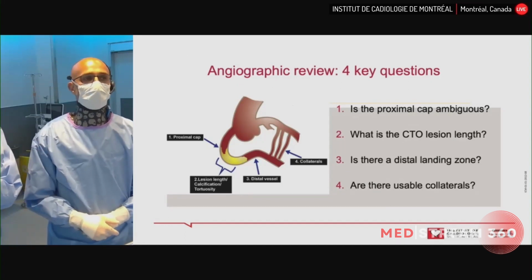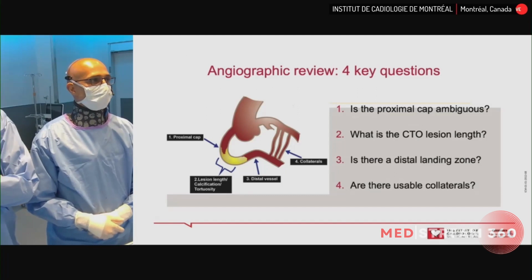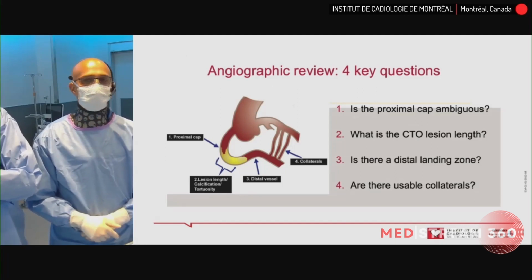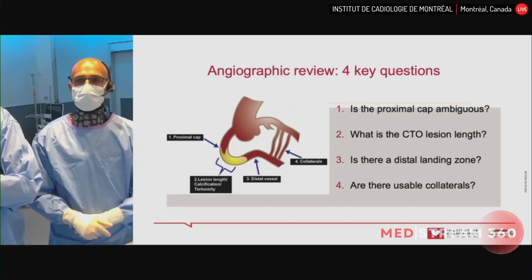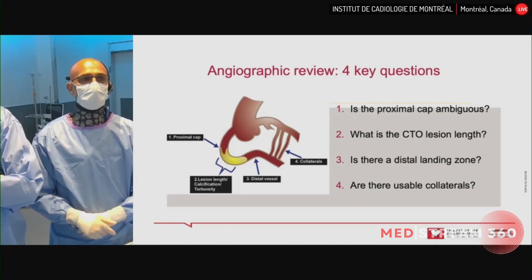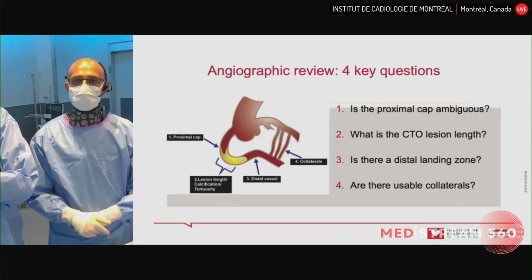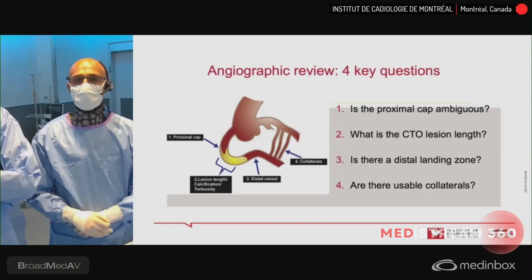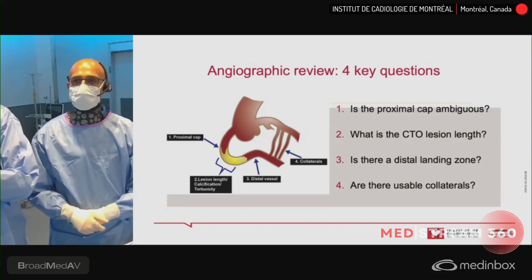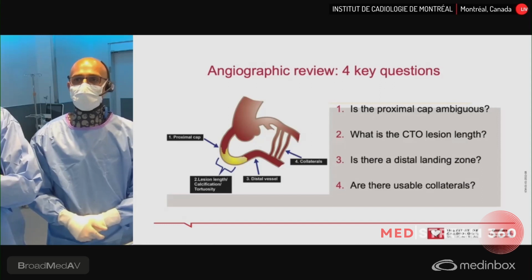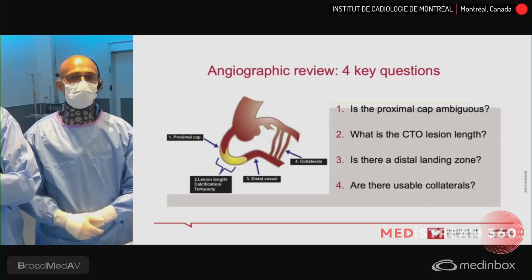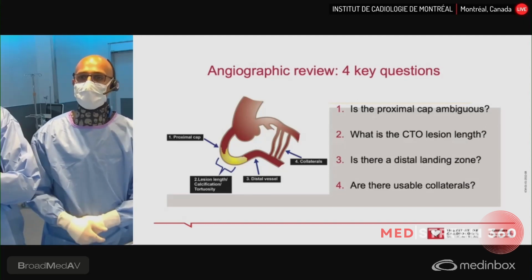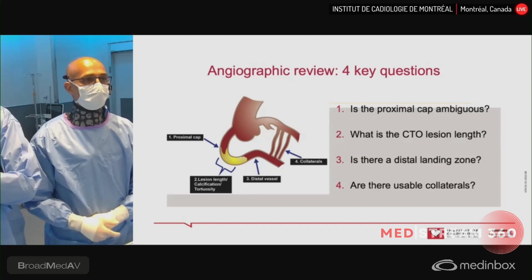So there are 4 key questions that you want to answer when you perform the dual injections. First of all, you look at the proximal cap. Is the proximal cap ambiguous or is it clear and tapered? Then you look at the lesion length, because the lesion length will determine a lot your strategy, either being antegrade or retrograde, and which type of antegrade strategy you will choose. Then you observe the distal landing zone, because if you have a good distal landing zone, it will change how the procedure evolves. And the collaterals, very important to look at.